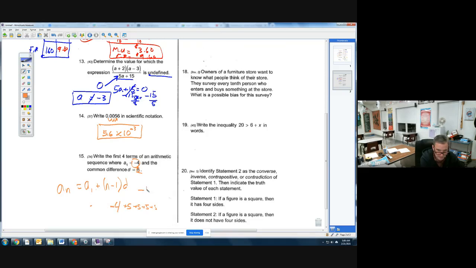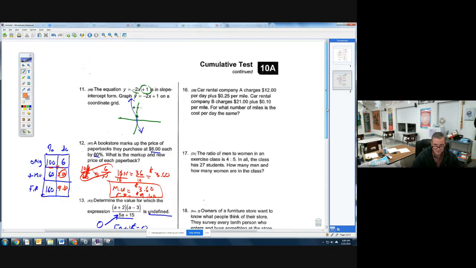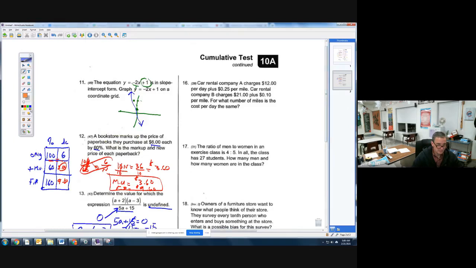Well, the first term is -4. You add 5 to it, you're going to get 1. You add 5 to it, you're going to get 6. And you add 5 to it, you're going to get 11. Those are the first 4 terms. So sorry I had to jump all the way up there. I should have read the whole problem first, and then I could have saved you about 5 seconds of your time. All right, now, ladies and gentlemen, we get to some of the harder stuff.